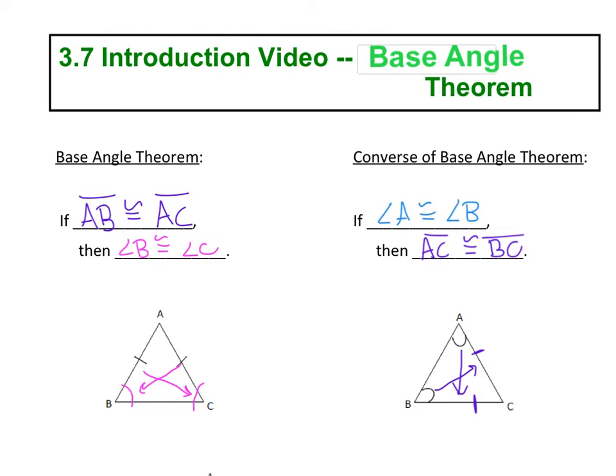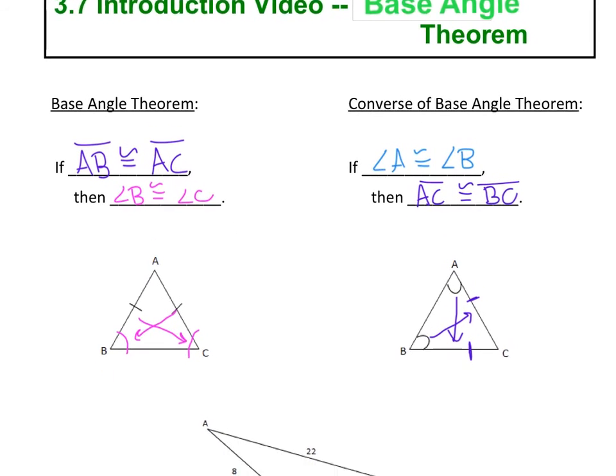Alright, so that base angle theorem, if you have two congruent sides, their opposite angles are congruent, those are your base angles, or if you have two congruent angles, even if they're not on the bottom where we might like base angles to be, you could rotate that triangle. These are your base angles, their opposite sides will also be congruent.